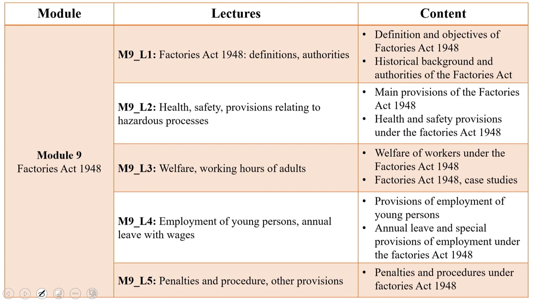In the ninth module, we looked into one of the most critical acts, the Factories Act. We started with the Factories Act. We started with some simple definitions, the authorities with respect to the Act, the objectives of the Act, like welfare, like health, like safety, like working hours, like minimum wage, like penalties. So all these objectives were considered in detail.